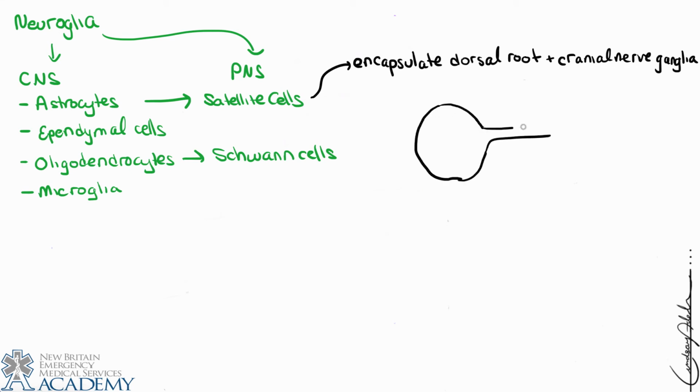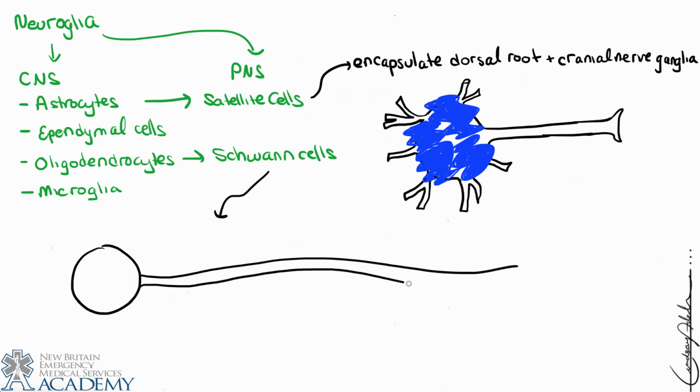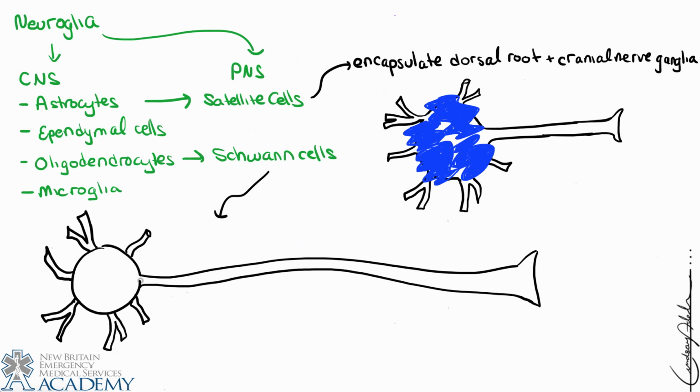So basically, the satellite cells cover the cell body of the peripheral neuron, and their job is to regulate the cellular environment in a similar way that the astrocytes regulate the environment in the CNS. And then the Schwann cells, comparable to the oligodendrocytes, so we'll draw a neuron with a very long axon. I don't want to say we're exaggerating because the axon can be extremely long, but in comparison to what we've drawn before, it's a bit longer.